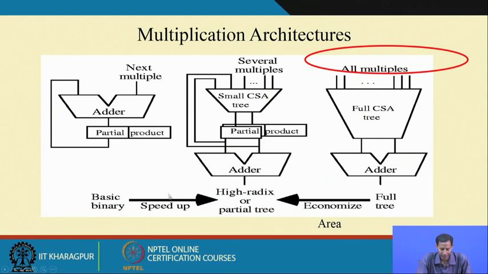In one case, area wise there is savings, but speed wise it is poor. In the other case, area wise it is poor, but speed wise it will be much better. Speed means computation time. I am not talking about the operating frequency of that particular circuit, but the computation time for the multiplication, which is reduced in this particular case.